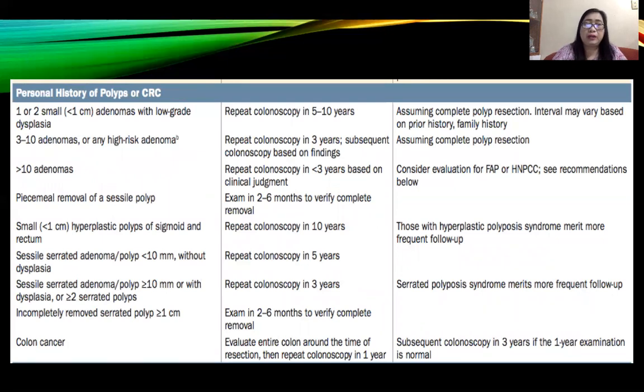So if you have incompletely removed serrated polyp of 1 cm or more, examination should be done in 2 to 6 months to verify complete removal. Colon cancer should be evaluated around the time of resection, then repeat colonoscopy in 1 year. Subsequent colonoscopy in 3 years if 1 year examination after the surgery is normal.